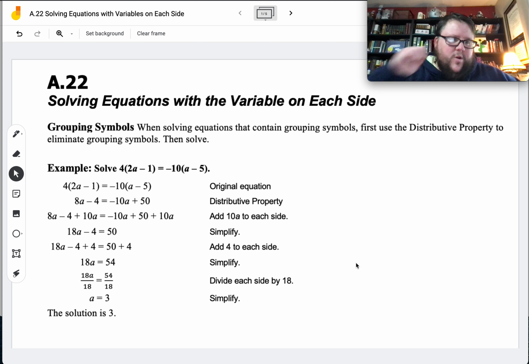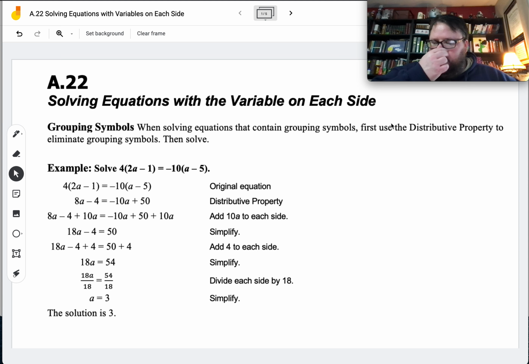Hey guys, we're continuing today solving equations, but today we're going to add another dynamic. It's going to be grouping symbols. So when solving equations that contain grouping symbols, first use the distributive property to eliminate grouping symbols, then solve. So grouping symbols, we have parentheses, we have brackets, even a fraction is a grouping symbol because when you have a fraction, the top is grouped together and the denominator. So the numerator is grouped together and the denominator is also grouped together individually.